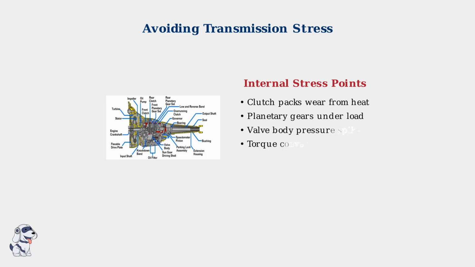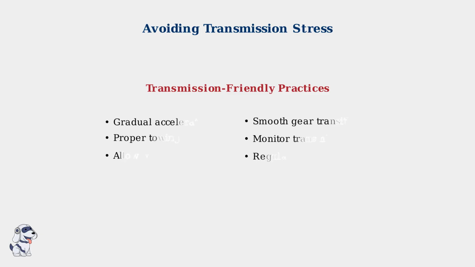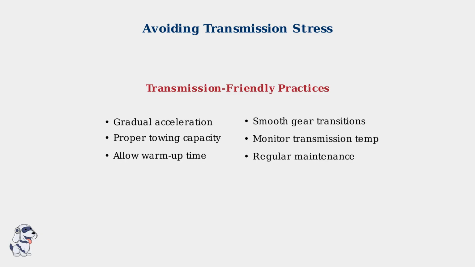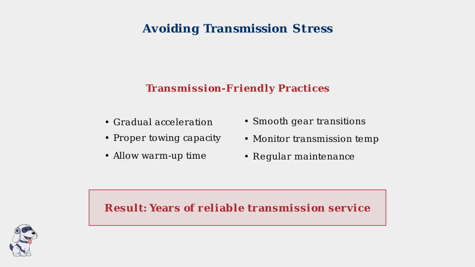Clutch packs wear from excessive heat, planetary gears suffer under extreme loads, valve bodies experience pressure spikes, and torque converters face increased stress during aggressive operation. Treating your transmission with respect involves following these key practices: gradual acceleration, staying within towing capacity, allowing warm-up time, ensuring smooth gear transitions, monitoring temperature, and maintaining regular service schedules. When you treat your transmission with respect through proper driving habits and maintenance, it will reward you with years of reliable service, avoiding costly repairs and replacements.